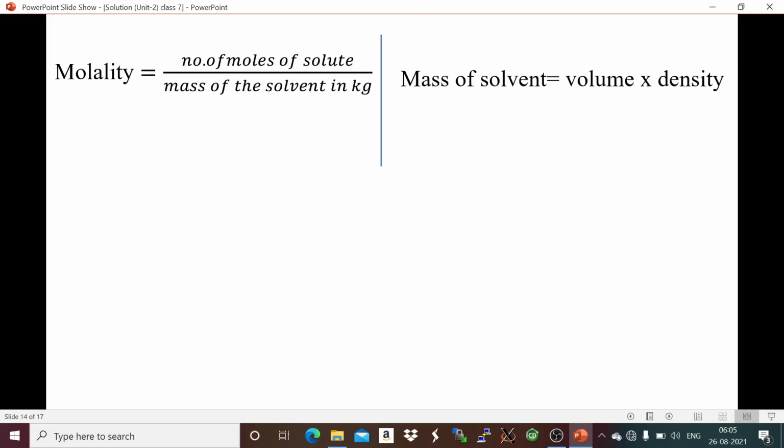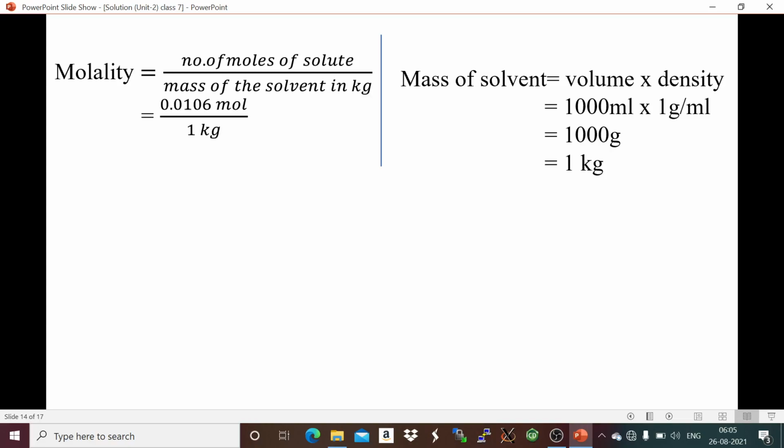How? Mass of the solvent is equal to volume into density. Volume is given, 1000 ml, and density we consider as 1 gram per ml. So mass of the solvent is 1000 gram, that is 1 kg. Now putting the values, number of moles divided by mass of the solvent in kg, which is 1 kg. So calculating, molality is 0.0106 mole per kg.